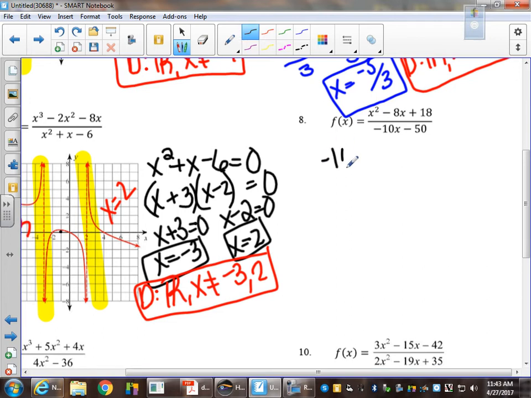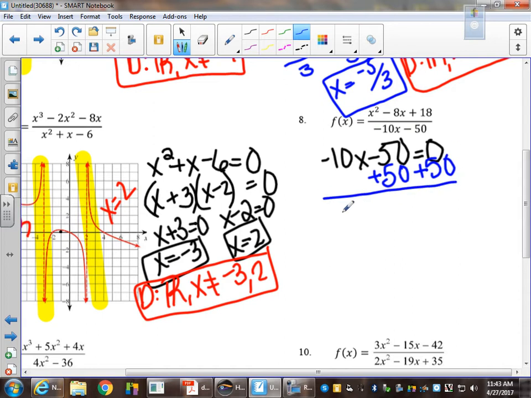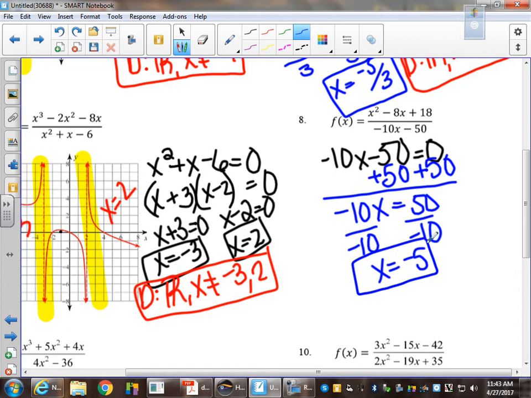Again, set denominator equal to 0. We can add 50 to both sides. This is linear, so we can just solve it normally. Negative 10x equals 50. Divide by negative 10. X equals negative 5. So therefore, our domain is all real numbers, but x cannot equal negative 5.